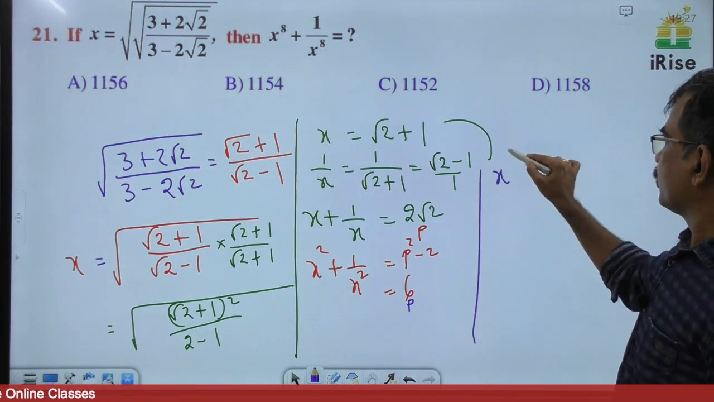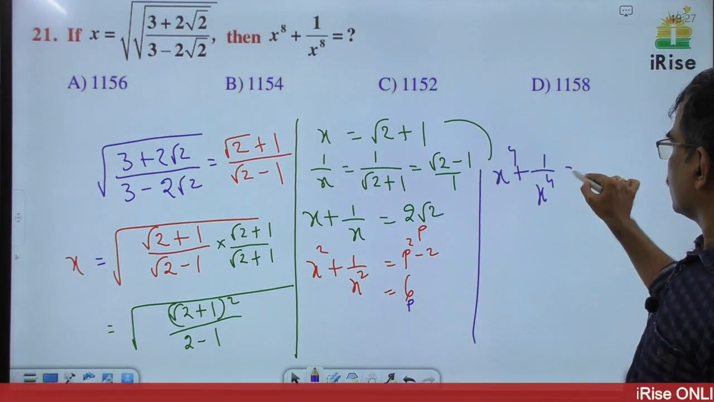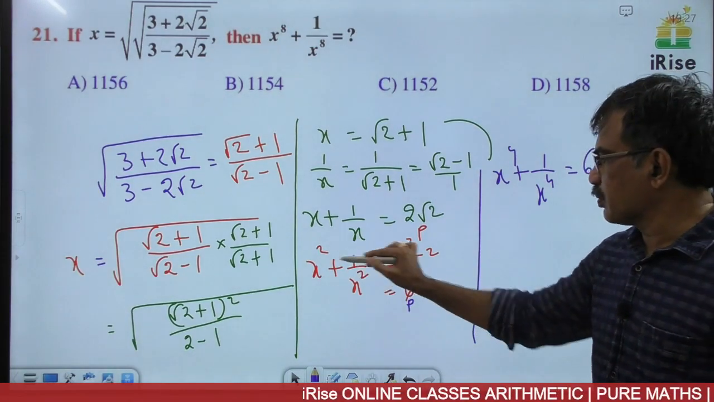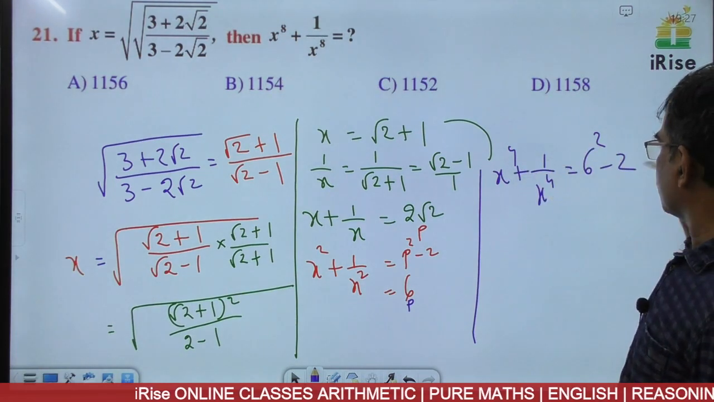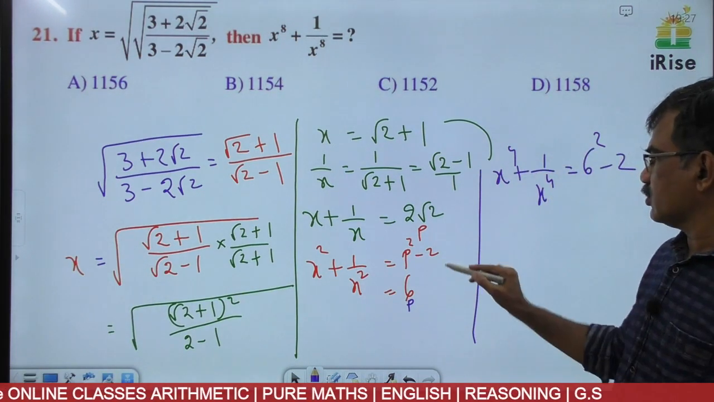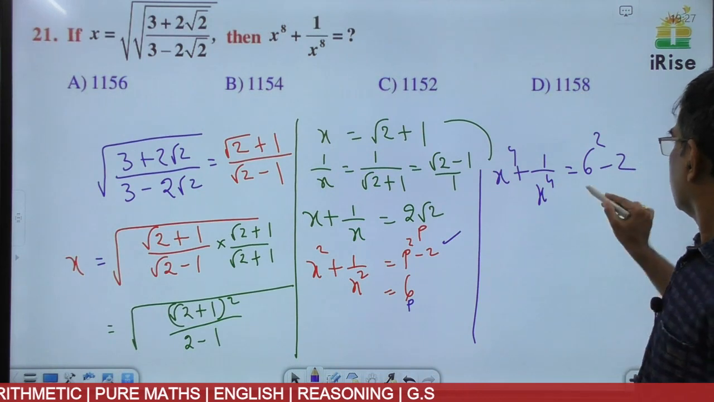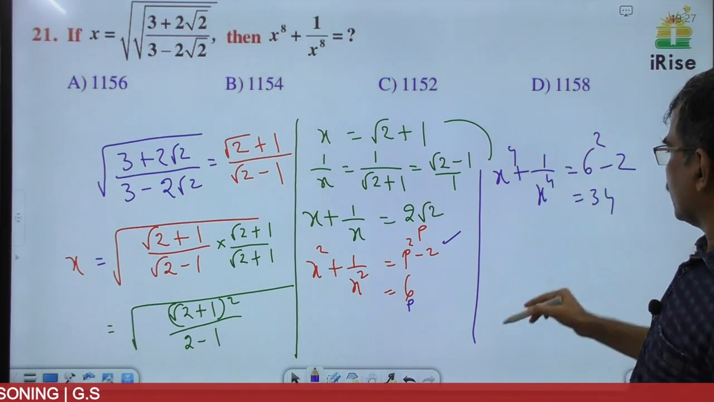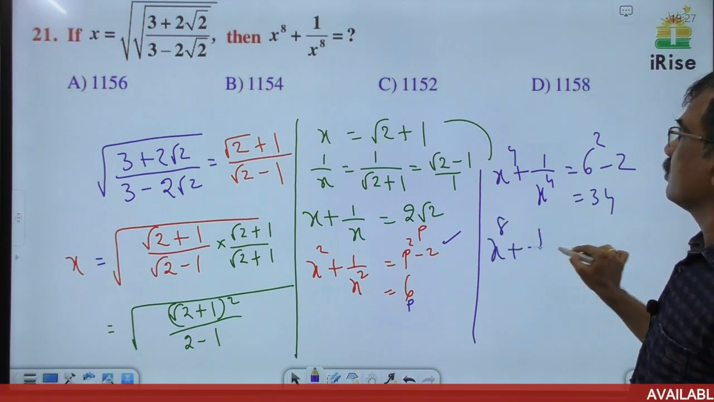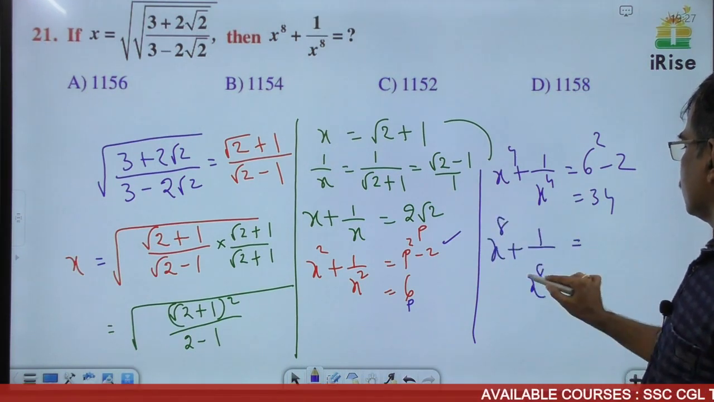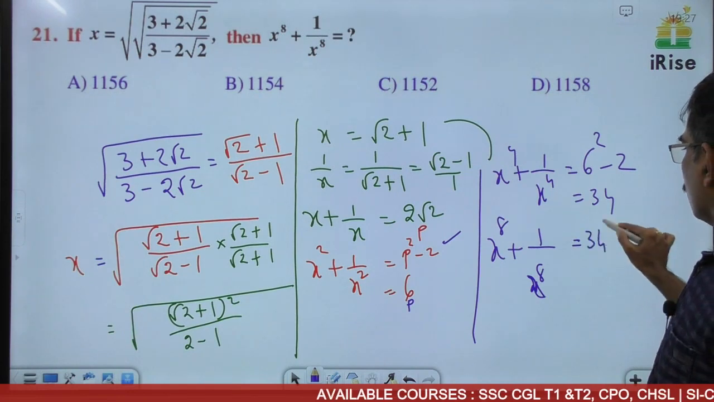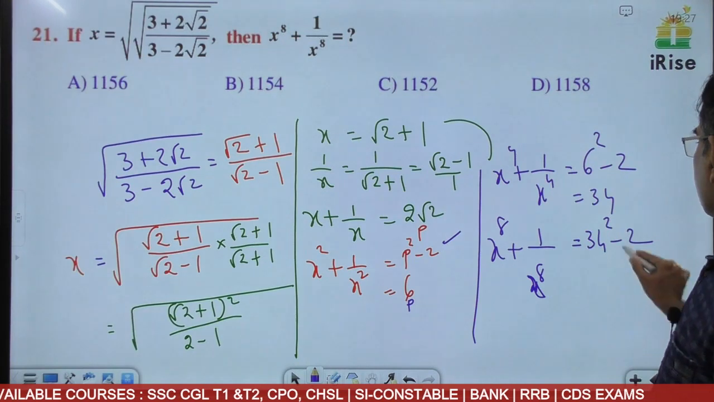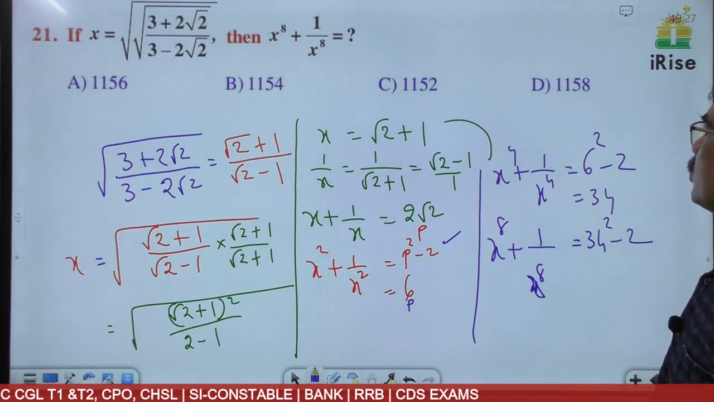Then x power 4 plus 1 by x power 4 is equal to p square minus 2. Consider x plus 1 by x is equal to p, x square plus 1 by x square is again the p square minus 2 formula. 36 minus 2 is 34. Again consider this as x, this as 1 by x. Then what is x power 8 plus 1 by x power 8? Again 34 whole square minus 2.